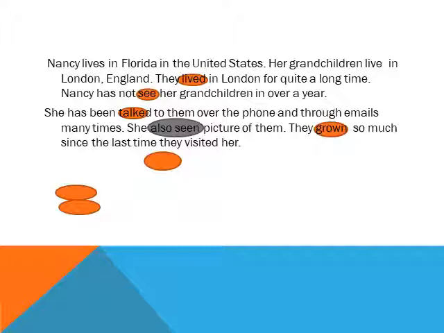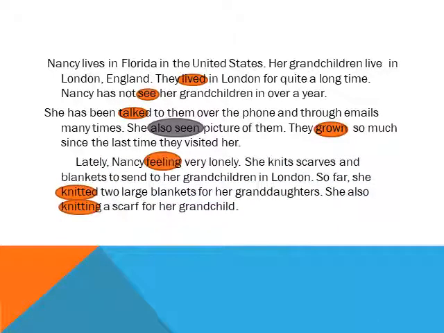She has been talked to them over the phone and through emails many times, so we have talked is a mistake. She also seen pictures of them, also seen is a mistake. They grown so much since the last time they visited her, again we have they grown is a mistake here. Lately, Nancy feeling very lonely, feeling is a mistake.